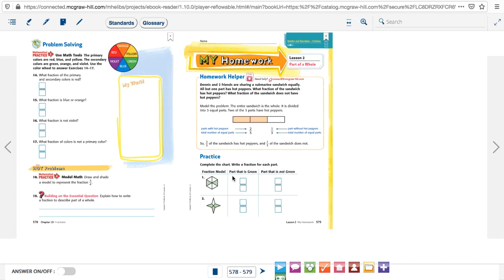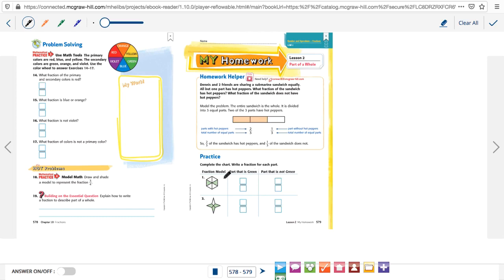Now, if you look down here, it says fraction model. So we're going to complete the chart, write a fraction for each part. Now, one thing that this homework does display is it shows fractions with different shapes, which is a great thing for students to see. It's going to ask here what part is green and what part is not green.